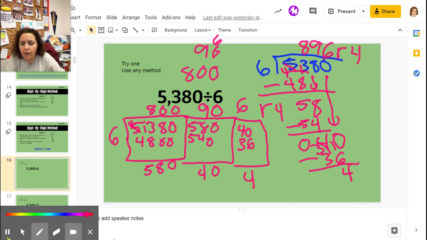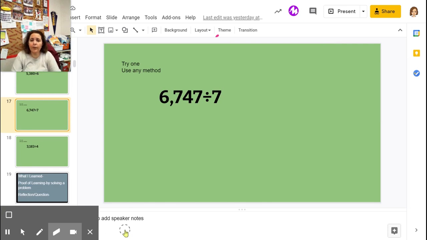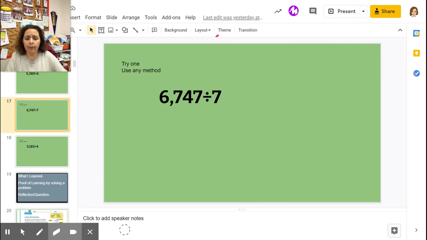All right, let's look at another one. Okay, so try this one by yourself. Use any method you want. So 6,747 divided by 7. I will do it all 3 ways, so that way you can see your answer to make sure you got it right. So use any method, stop the video and do this one and then come back to me.